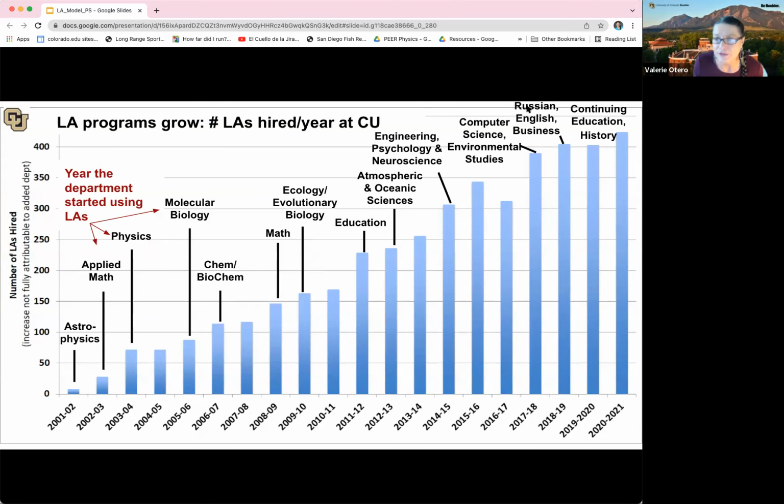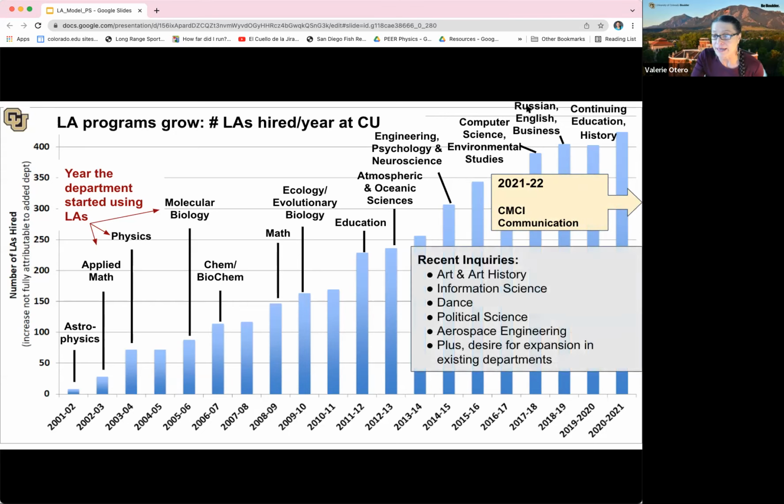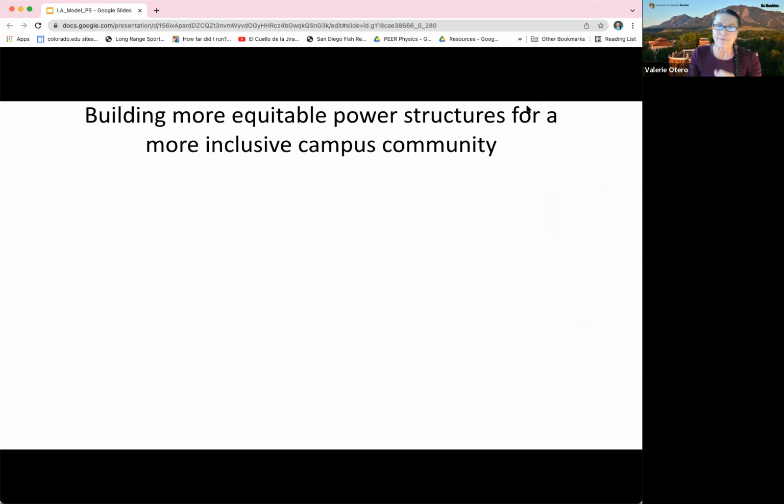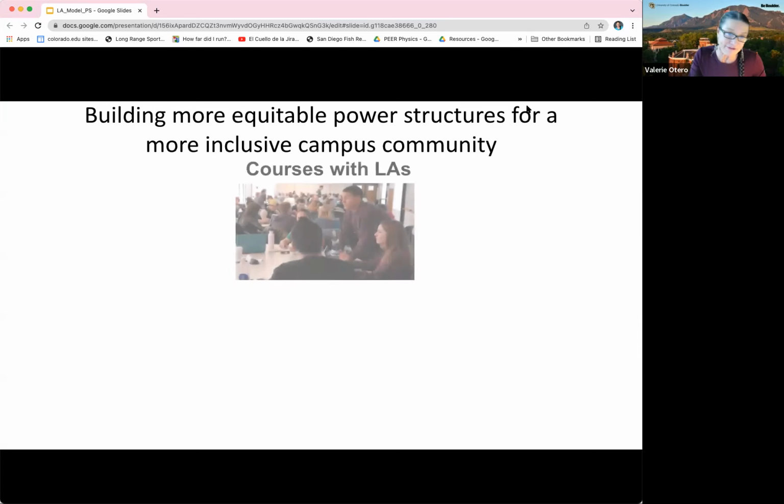You know, the LA model has grown quite a bit since we began in astrophysics with Dick McCrae in 2001. And here you could see that we're growing into many other disciplines beyond STEM. We have CMCI and communication on now, and we've been receiving inquiries from a variety of other departments. But as I stated earlier, we're building more equitable power structures and more inclusive campus community by creating a better feedback loop and more participation in the way we do academic affairs, frankly.